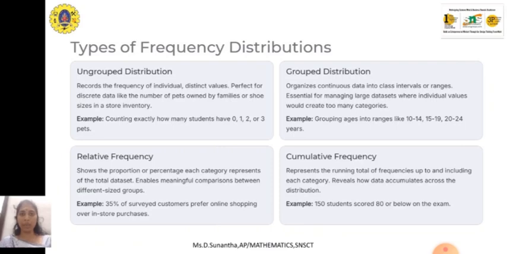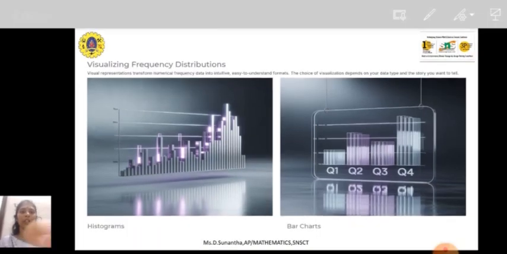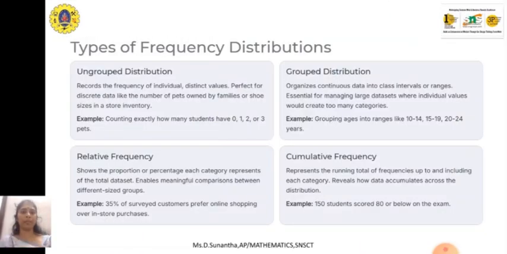So next is relative frequency, which shows the proportion or percentage each category represents of the total dataset, and enables meaningful comparisons between different size groups. Example, 35% of surveyed customers prefer online shopping over in store purchases. So next one is cumulative frequency, which represents the running total of frequencies up to and including each category, and reveals how data accumulates across the distribution. For example, 150 students scored 80 or below on the examination.